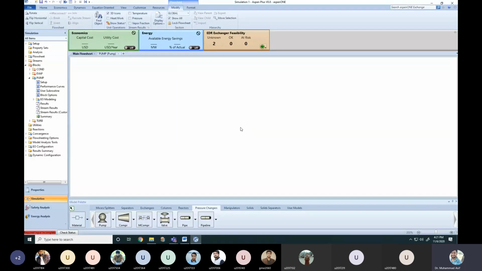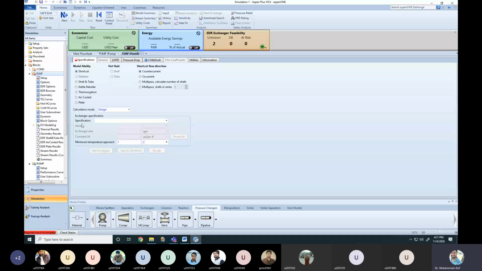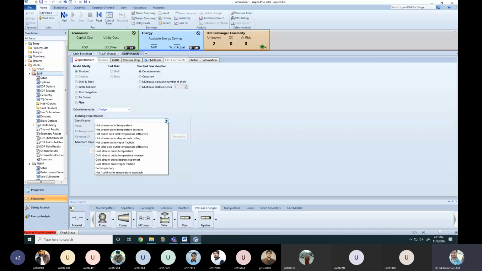So here we need to define some parameters. For example, it is asking for the heat exchanger specification. There are many options here for this specification. You can read: hot stream outlet temperature, hot stream outlet temperature decrease, hot outlet cold inlet temperature difference, hot stream outlet degree.